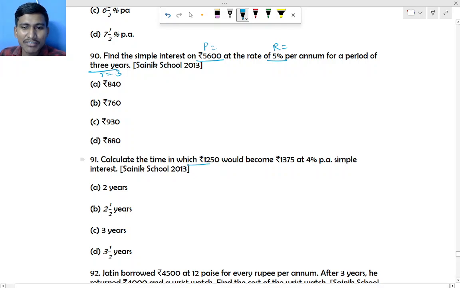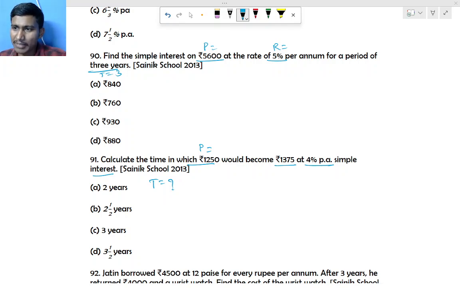Calculate the time in which 1200 will become this much at 4% simple interest. Yes, homework. Time you have to find, right? In which time? So see here. Okay, I will come back. Wait, listen here. The amount is given. What is given here? The principal is 1200, and it becomes 1375. This is the amount. If you subtract, you will get the interest. First you have to find the interest.